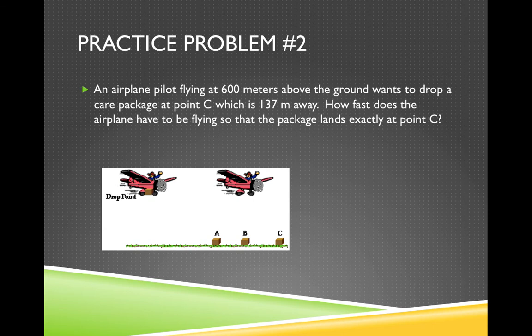Let's try a second problem. An airplane pilot, flying at 600 meters above the ground, wants to drop a care package at point C, which is 137 meters away. How fast does the airplane have to be flying so that the package lands exactly at point C? One thing that we should note in this problem is that because the package is being dropped by the plane, the package has the same horizontal velocity as the plane when it's released, and the vertical velocity would be 0. Pause the video for time to work on the solution.